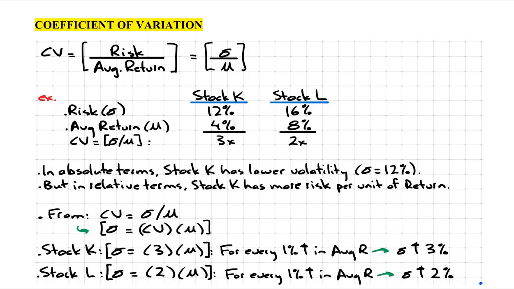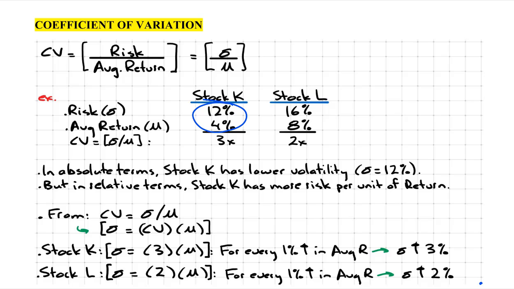We should also be looking at the returns that the investment is expected to yield. So yes, it's true, stock L is riskier on a standalone basis, but how much compensation are we getting for it? And that's where coefficient of variation comes in. By looking at the return as well, coefficient of variation finds the ratio of the two.